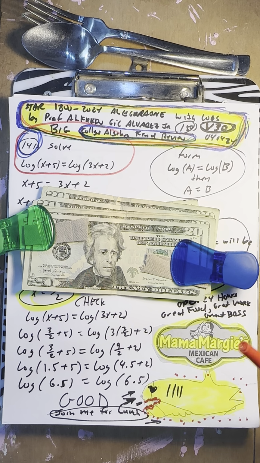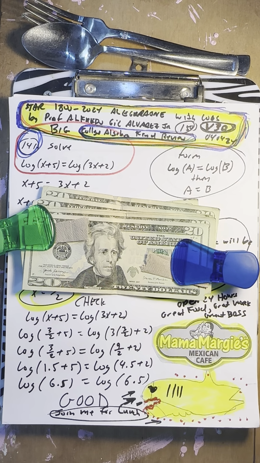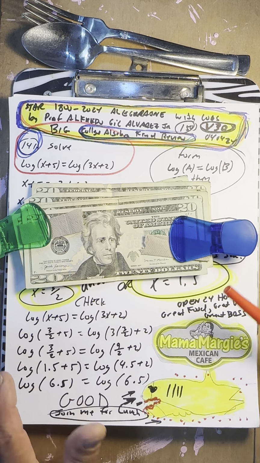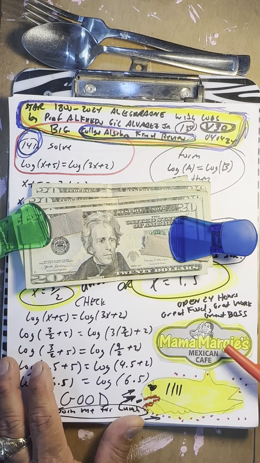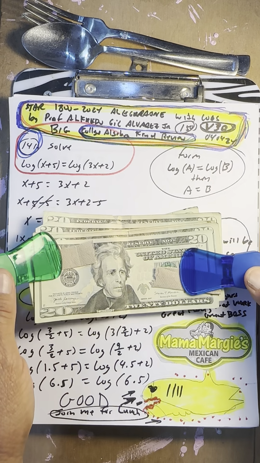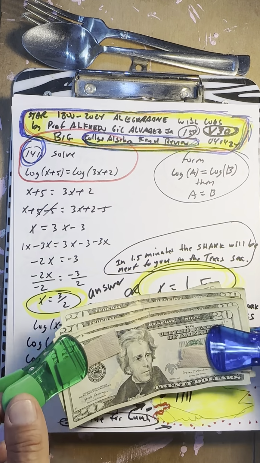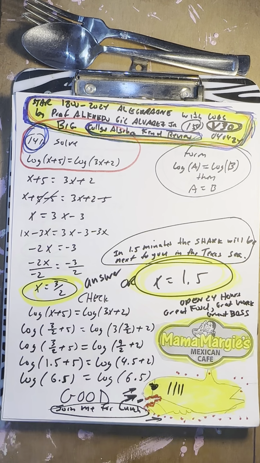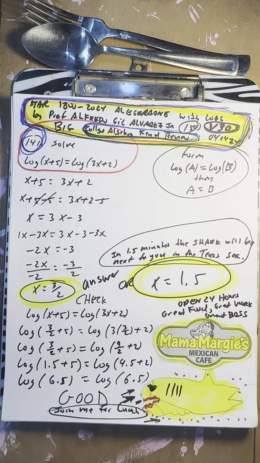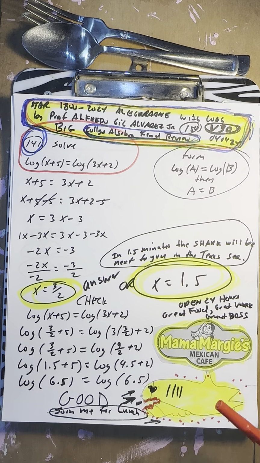Need money right now? College, books, tuition, fees, software. Marge is open 24 hours. Great food, great work, great boss. They're hiring right now. They have jobs right now. But you don't need money, so you don't forget about this money. You don't need it. Okay? You don't need it. And remember, the shark say, join me for lunch.